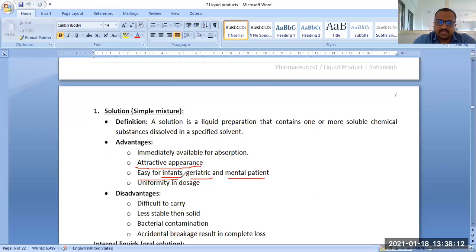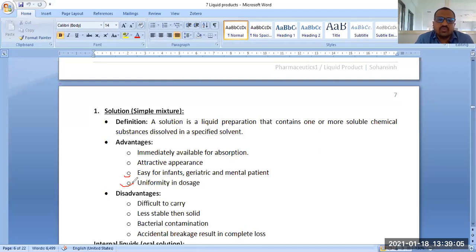Easy for infants, meaning a child up to 11 or 12 years of age, geriatric patients, older-age patients, and mental patients, meaning those who are not responding very well, patients who refuse to take medicine, for them also it is easily engulfed. Okay, and uniformity in the doses. This is an advantage, but we also include it as a disadvantage, because if you cannot prepare a good solution, or a good suspension, there are lots of problems in uniformity of dose, because you have to take the dose in a teaspoonful or tablespoonful, in 5 ml or 2.5 ml or sometimes 10 ml.